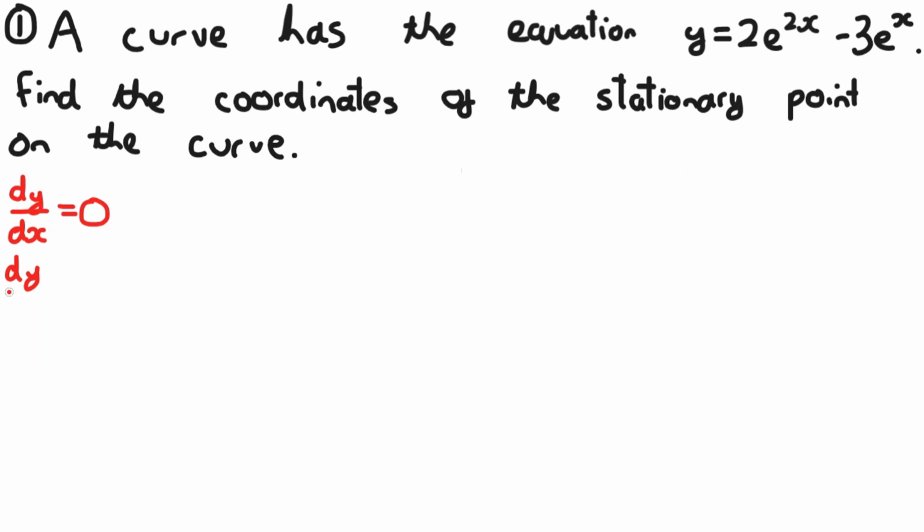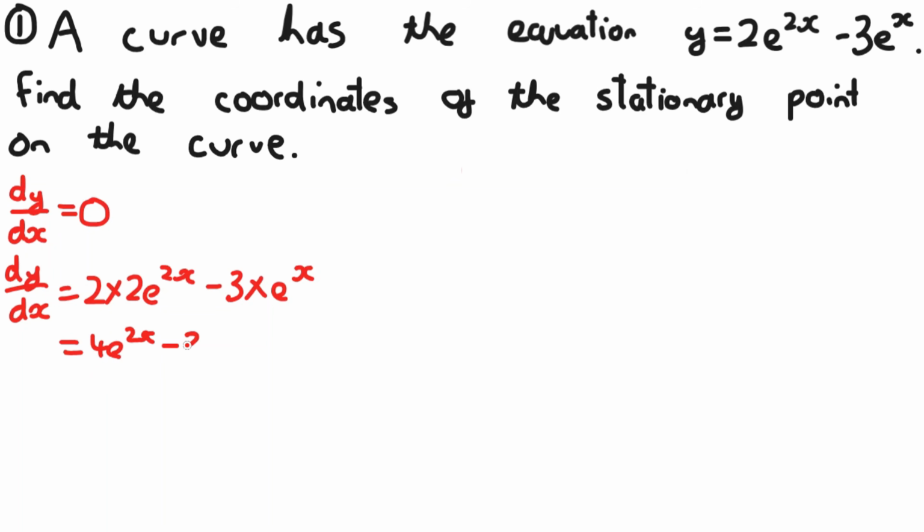So dy over dx is equal to, so we differentiate this term by term, so it's going to be 2 multiplied by e to the power of 2x differentiated, which is 2e to the power of 2x, and then minus 3 multiplied by e to the power of x differentiated, which is e to the power of x still. Then we can simplify this. 2 times 2 is 4e to the power of 2x, minus 3e to the power of x. So this is dy over dx, and we need to find the values when 4e to the power of 2x minus 3e to the power of x is equal to 0.